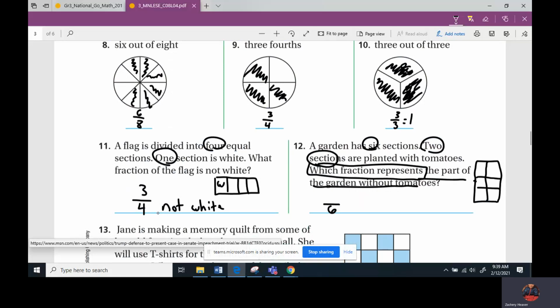2 sections are planted with tomatoes. So tomato, tomato. How many are not with tomatoes? Well, it's simple. 1, 2, 3, 4. 4 out of 6 without tomatoes. 4/6 without tomatoes.